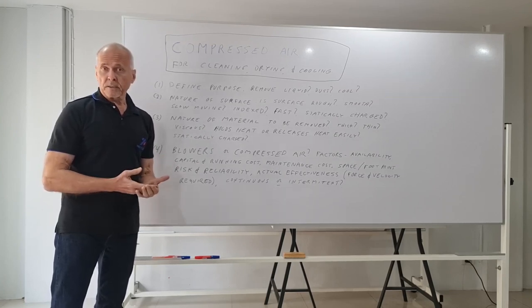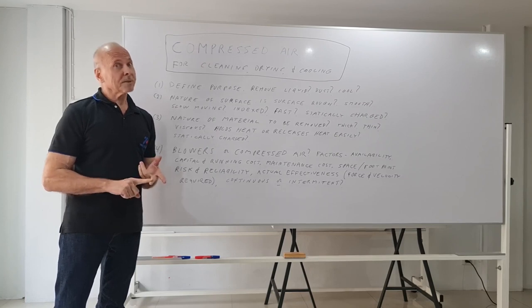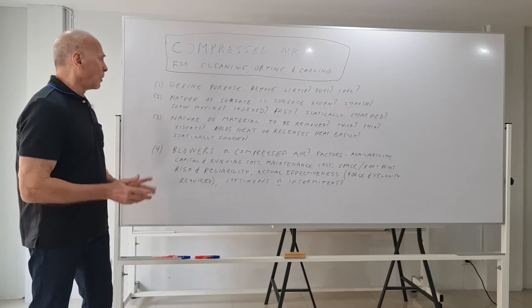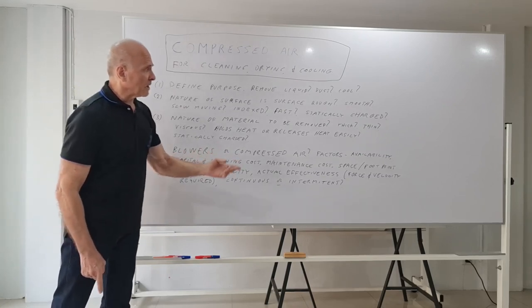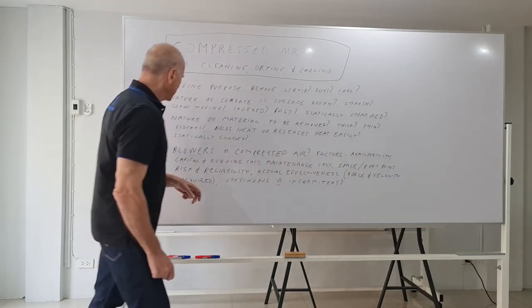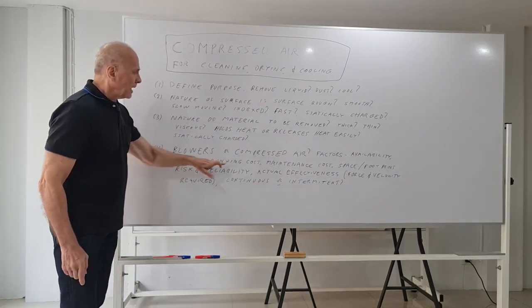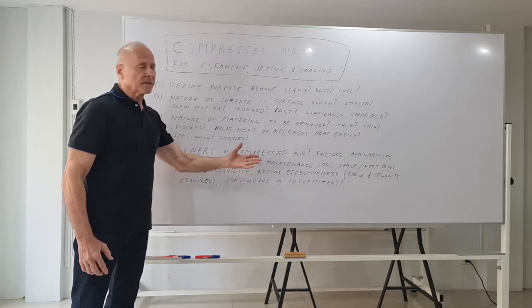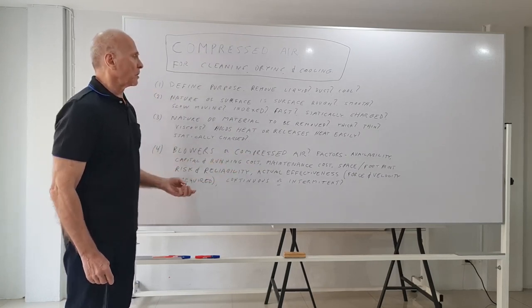Fourth, which do you want to use to clean or dry or cool? Do you want to use blower technology or do you want to use compressed air technology? There are advantages and disadvantages to both. Things you have to consider are availability of the power source. You want to consider the capital cost and the running cost over time. You want to consider the maintenance involved in each particular choice.